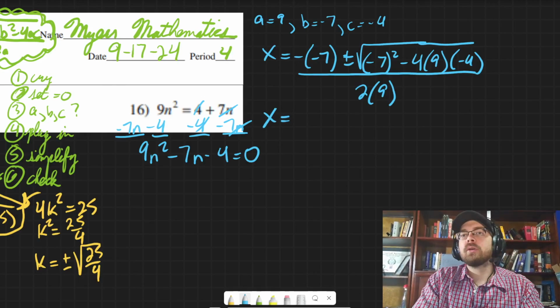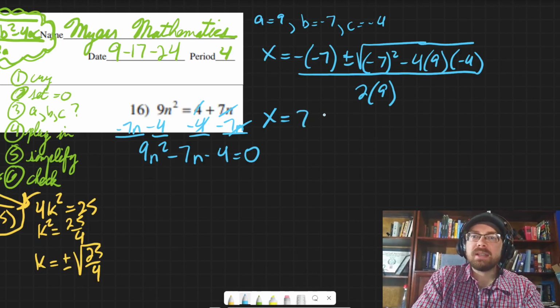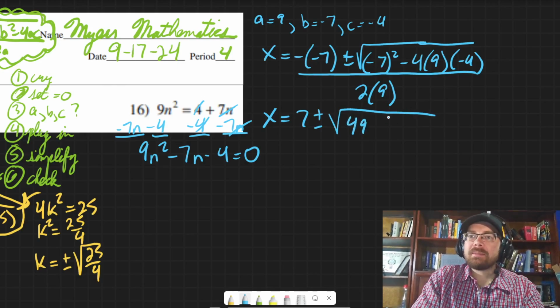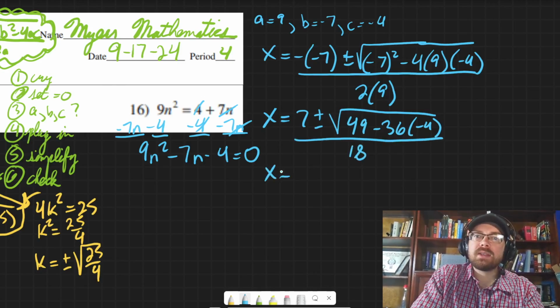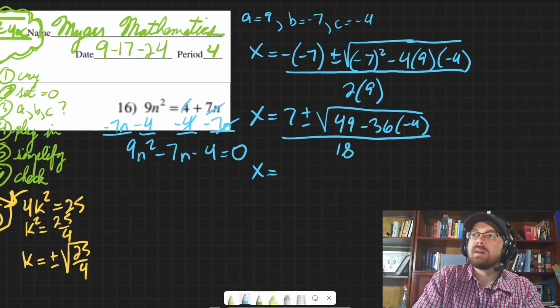Negative 7, or you could say the opposite of negative 7, which is 7, plus or minus. Negative 7 squared is positive 49. 4 times 9 is 36. It's going to be minus 36 times negative 4, over 18. So notice that it takes so much space to do it this way. But it is what it is.